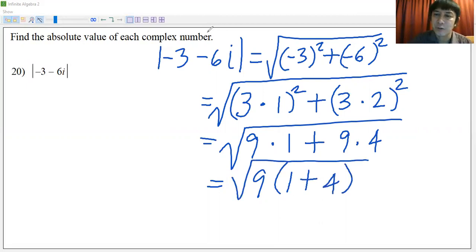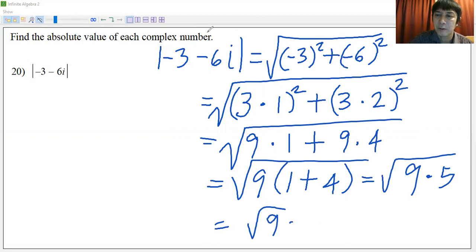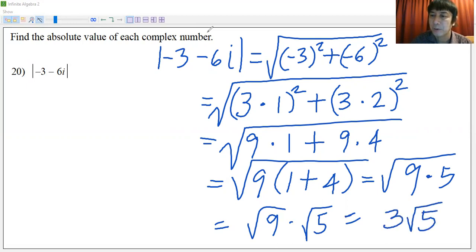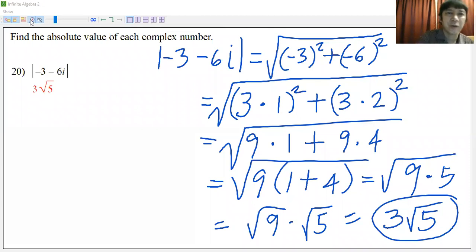There. And so this is square root of 9 times 5, which is exactly square root of 9 times the square root of 5. And this is now exactly 3. The square root of 9 becomes 3. Square root of 5 remains the square root of 5. And that's our number 20. All right, over here, there. That means we were able to do all the numbers correctly. Okay, and I hope you were able to learn all these 20 numbers.